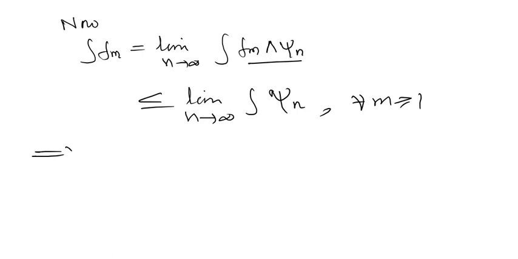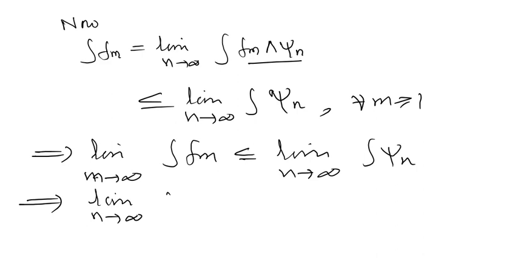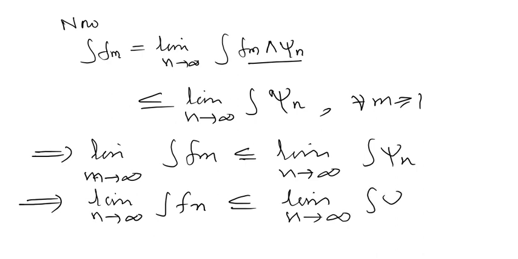Which implies that limit m approaches infinity, integral of fm is lesser or equal to limit n approaches infinity, integral of psi n. You can use the n here also: limit n approaches infinity, integral of fn is lesser or equal to limit n approaches infinity, integral of psi n. So name it second. From first and second we can see the limits are equal.